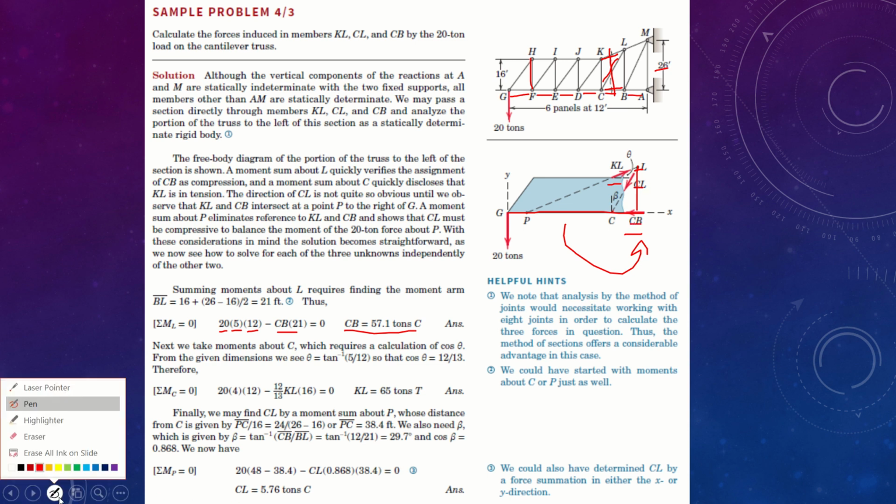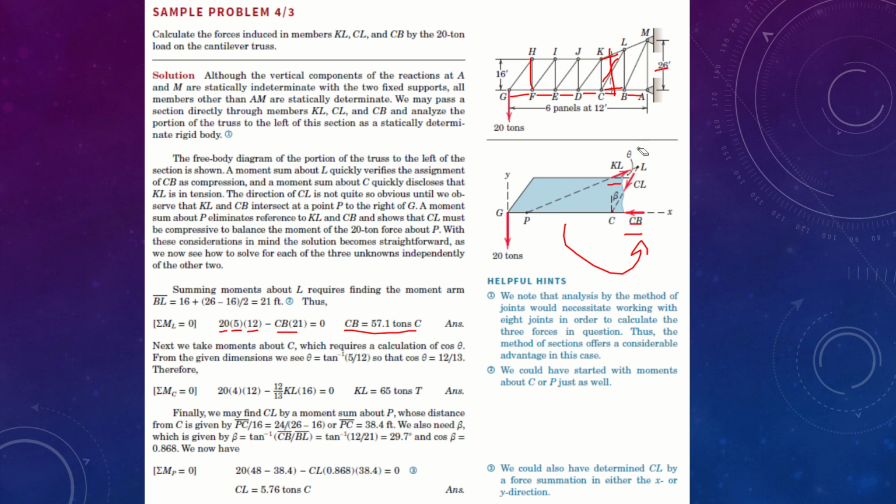Let me use the eraser and let us make things clearer. If you take the moment about point C, the two forces that pass through this point are CB and CL, and they have no moment arm. As a result, the effect of these forces to create moment has been neutralized. The only component that can generate a moment about C is the component of KL that is perpendicular to this length of 61 feet, and the other component is passing straight through the force line of action. As a result, it will not generate any moment.